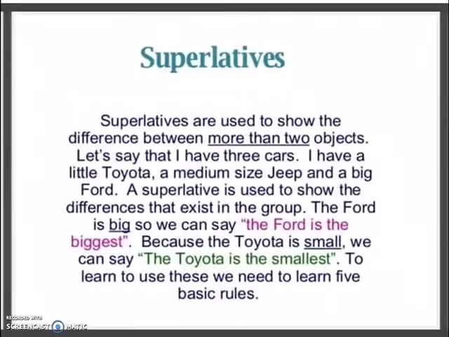What about superlative adjectives? Superlatives are used to show the difference between more than 2 objects. Let's say that I have 3 cars. I have a little Toyota, a medium-sized Jeep, and a big Ford. A superlative is used to show the differences that exist in this group. The Ford is big, so we can say the Ford is the biggest among them all. Because the Toyota is small, we can say the Toyota is the smallest among them all. To learn to use these, we need to learn 5 basic rules.